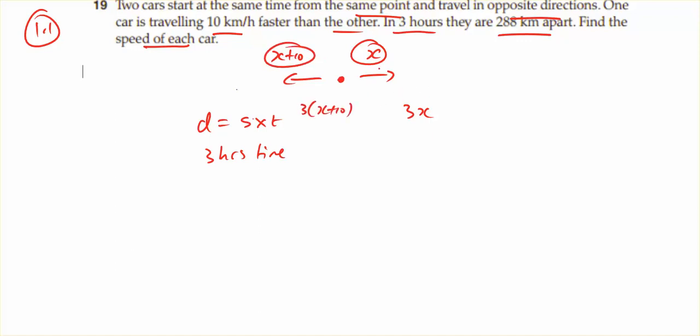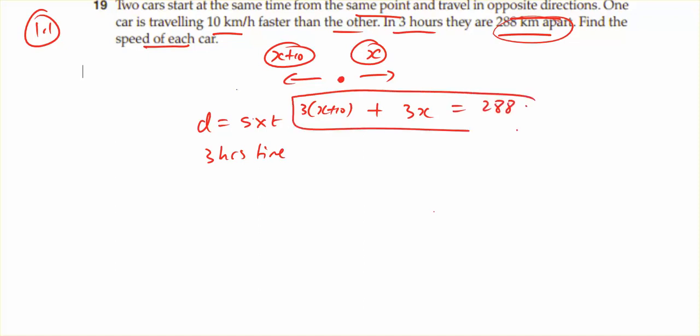Now, we're adding the distances they travel because one's going that way, one's going that way. The distance apart will be the sum of the distances that they travel. So if I sum the distances in 3 hours, we know that equals 288. Okay, I'm going to work out this equation to work out what x is, or work out what the speed of each car is.